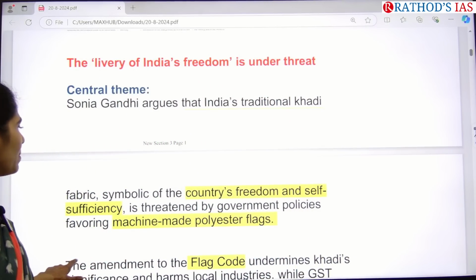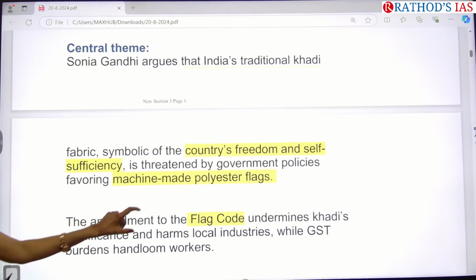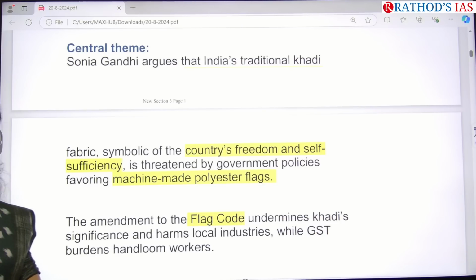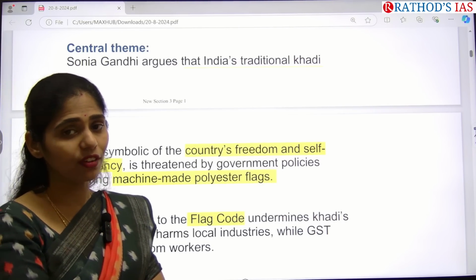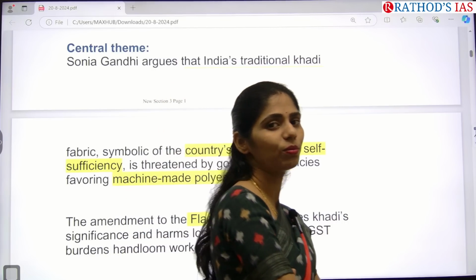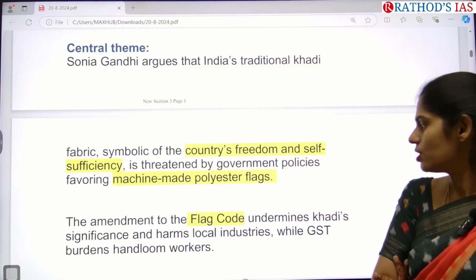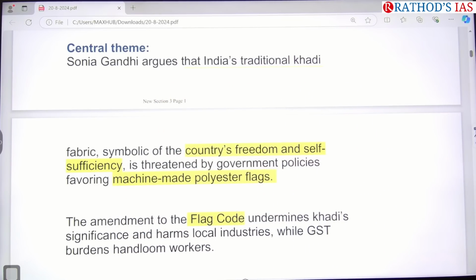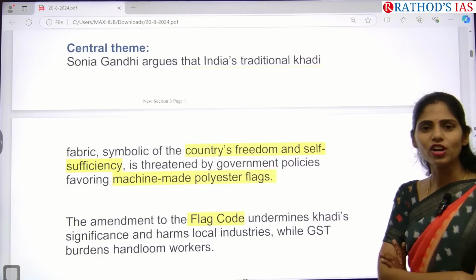Now we came up with amendments to our flag code. Because of this amendment, we can now hoist a national flag made of silk, polythene or polyester. Because of this, the local industries and the significance of our traditional khadi are being lost. Now tell me, what will be the impact?